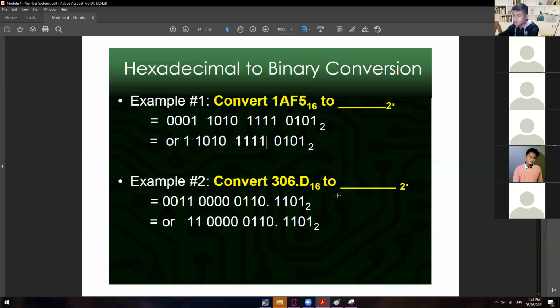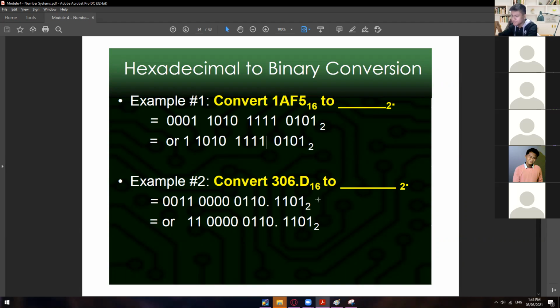Alright, for example number 2, same process, just convert this one into binary. The binary representation of D is 1101. So 8 plus 4 plus 1, which is 13.